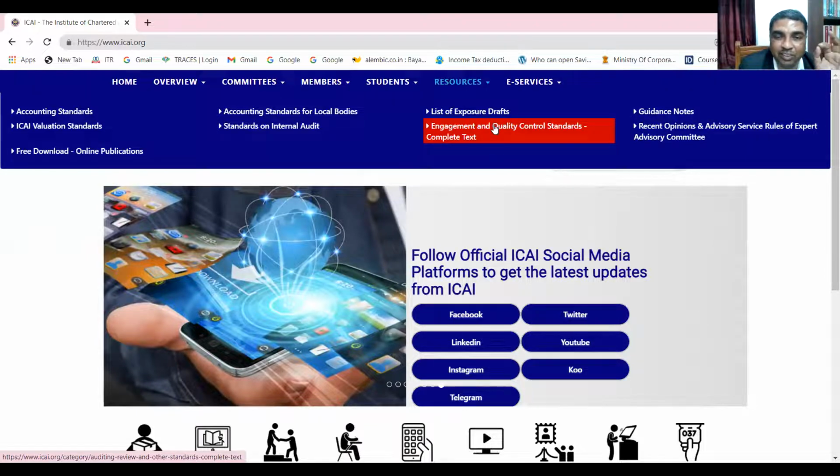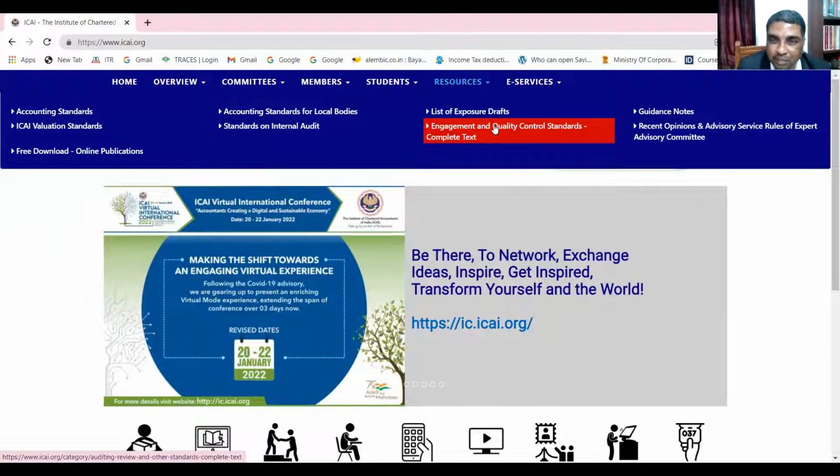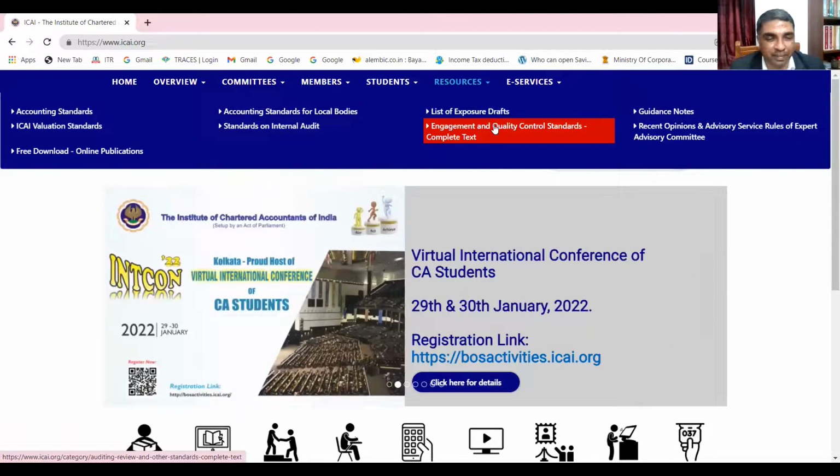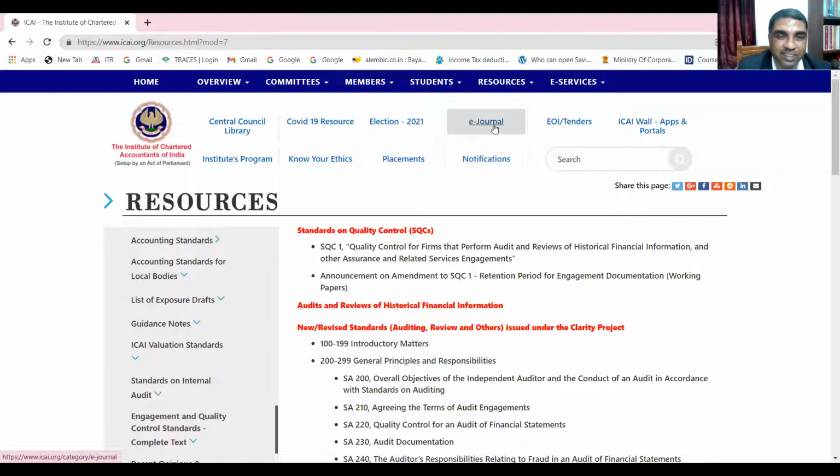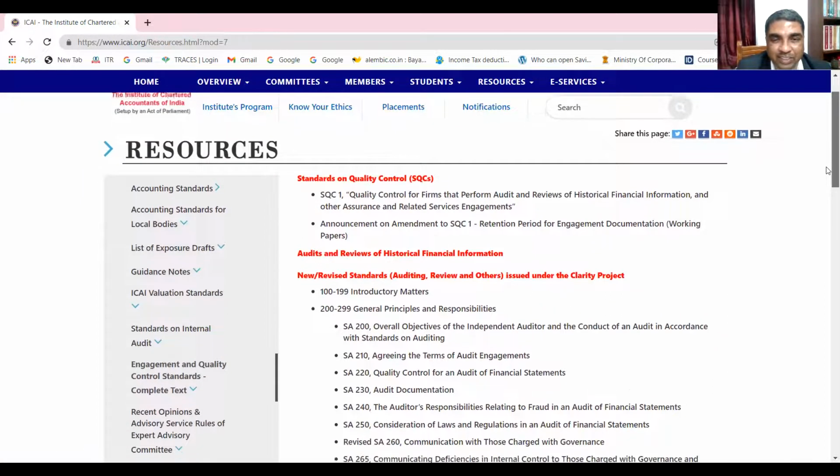So let me click here. You will see various types of standards are issued. These standards are freely downloadable, but they are a little technical, maybe a little difficult for you to understand, but still you may refer to them. What is this first standard? The standards on quality control. This is called SQC1: quality control for firms that perform audit and review of historical financial information and other assurance and related service engagements. These are the quality control standards.